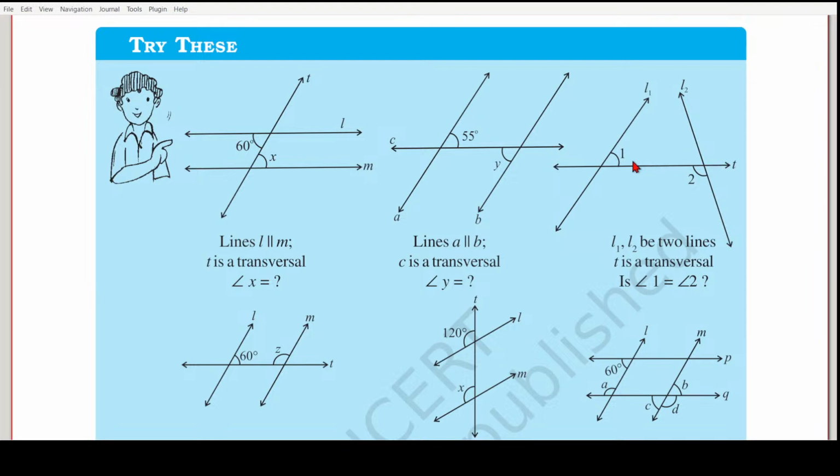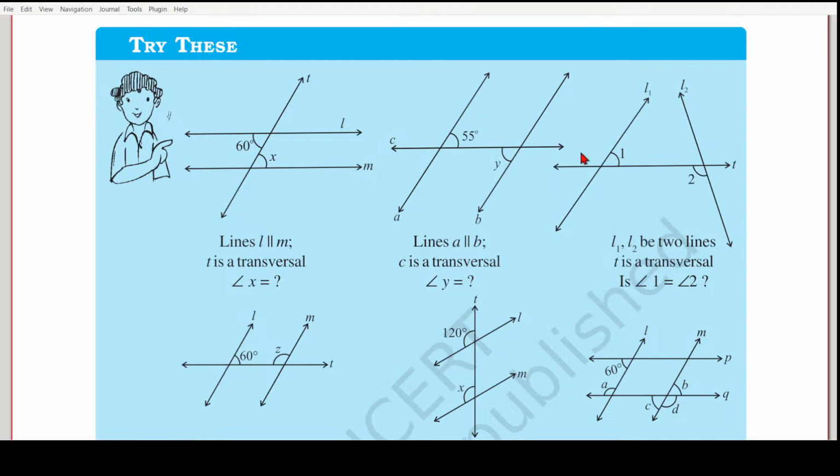What? Why is it 2? But these two are not parallel, no? First condition is these two should be parallel, right? Oh. No, actually no. They're not looking equal, right? Yeah. 2 is a little bit smaller, it looks.